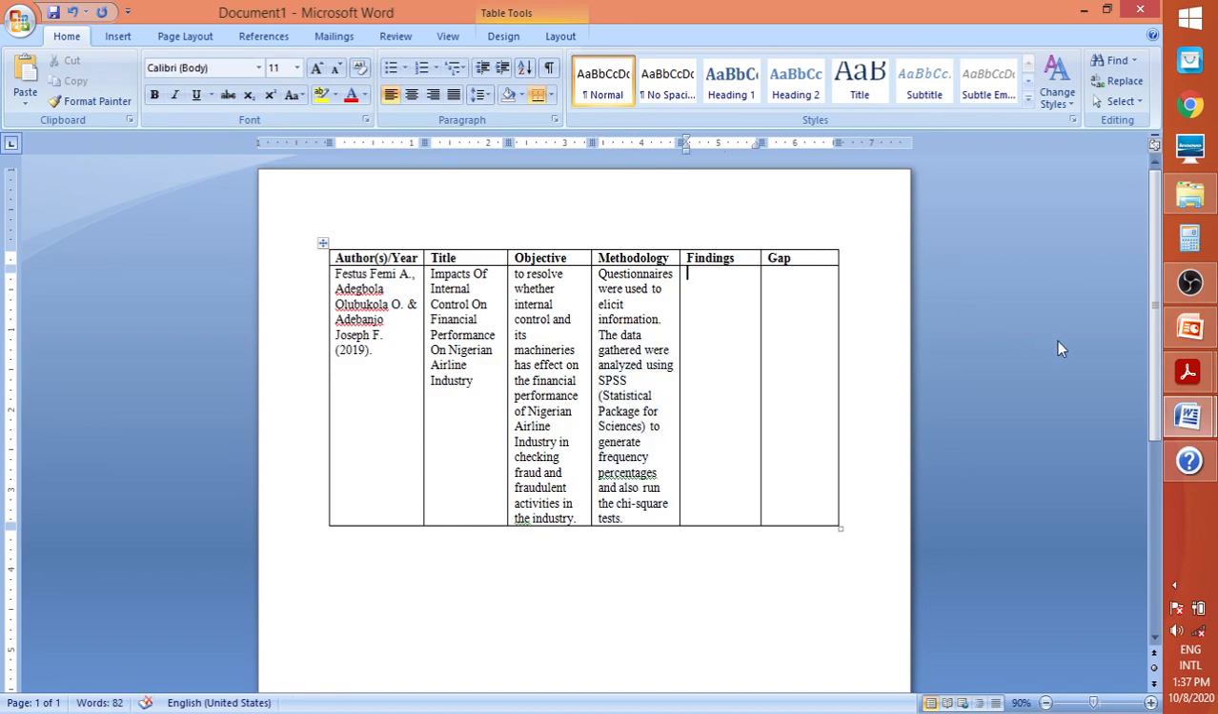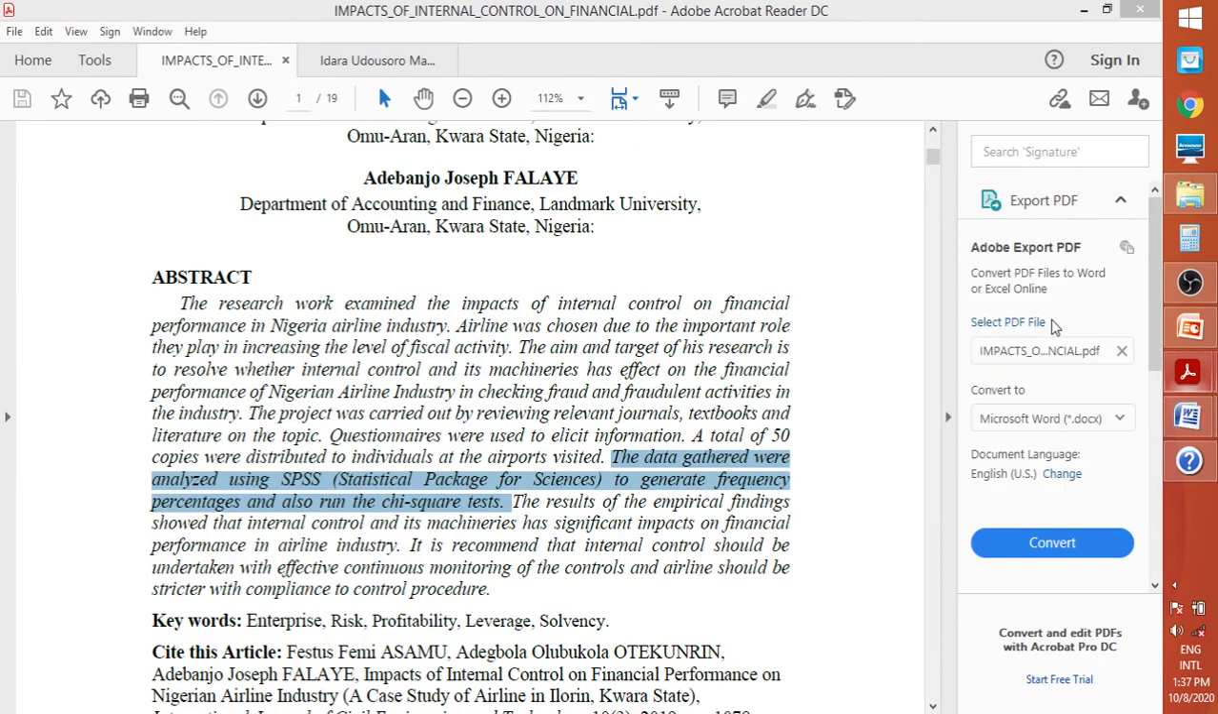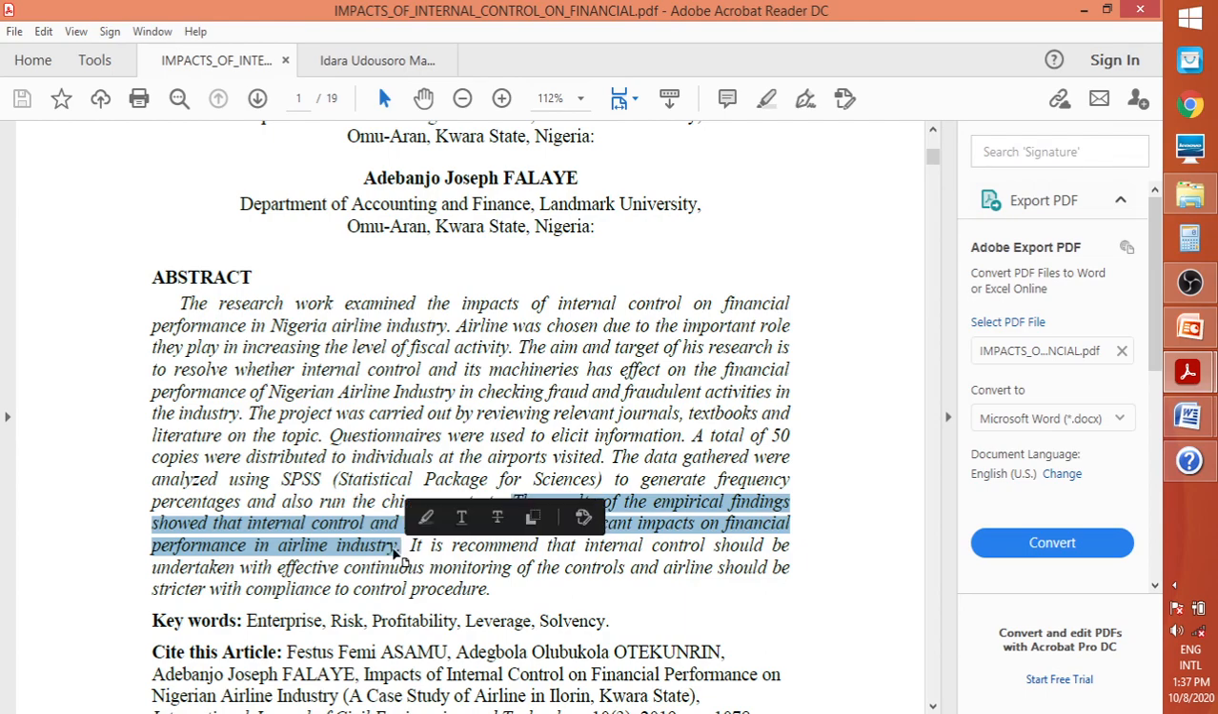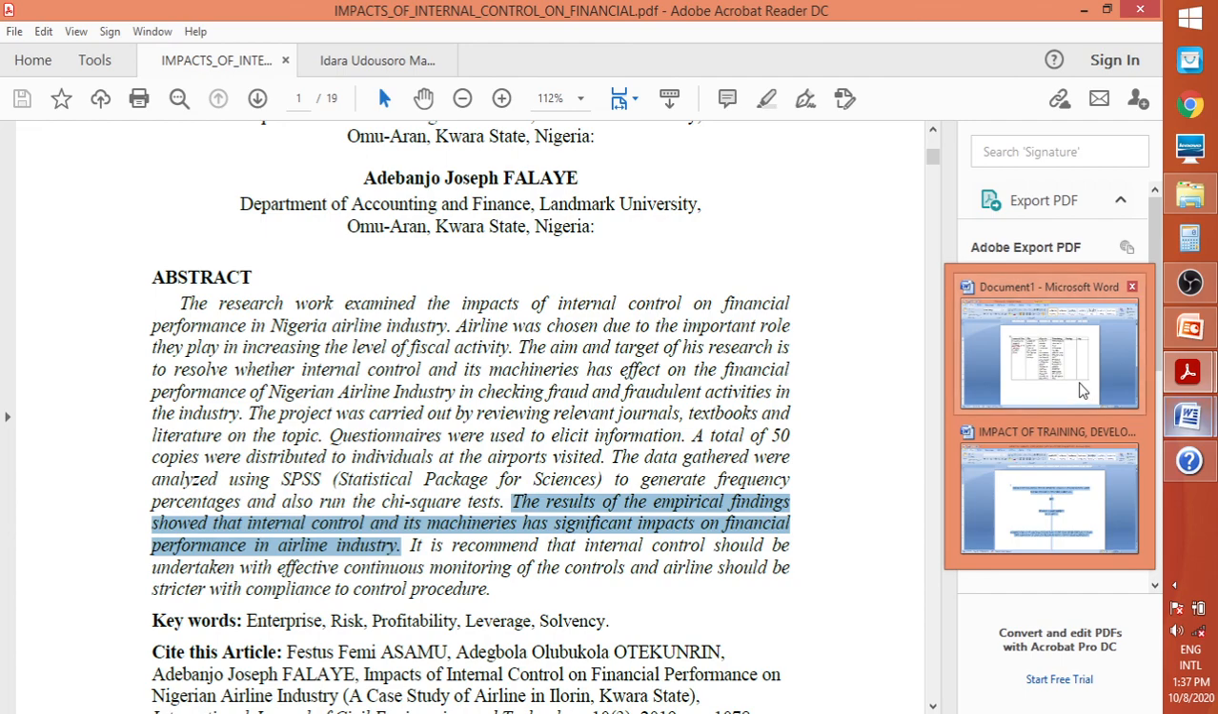The next is the findings, still on the abstract. So findings is the same thing as the outcome, it's the same thing as the results. So when you see any of these synonyms or any of these words being used, it is the findings. So the result of the empirical finding showed. Okay, so the finding, so we just take this and stop at the next available paragraph. You see how easy it is? Just copy that and paste it here.